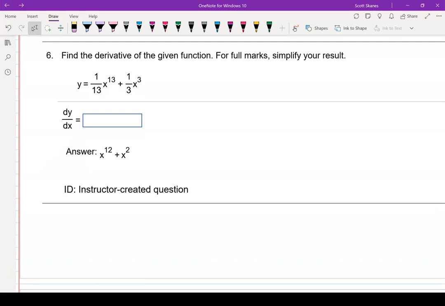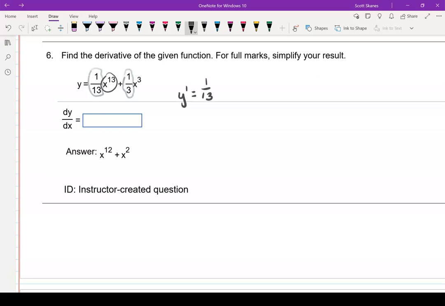Number 6. Find the derivative of the given function. For full marks, simplify your result. So this question here, question 6, is actually kind of another gimme question. It's easy if you know how to do it. These fractions, 1 over 13, 1 over 3, they're just constants. They don't affect anything. So when you get the derivative, they stay where they are.